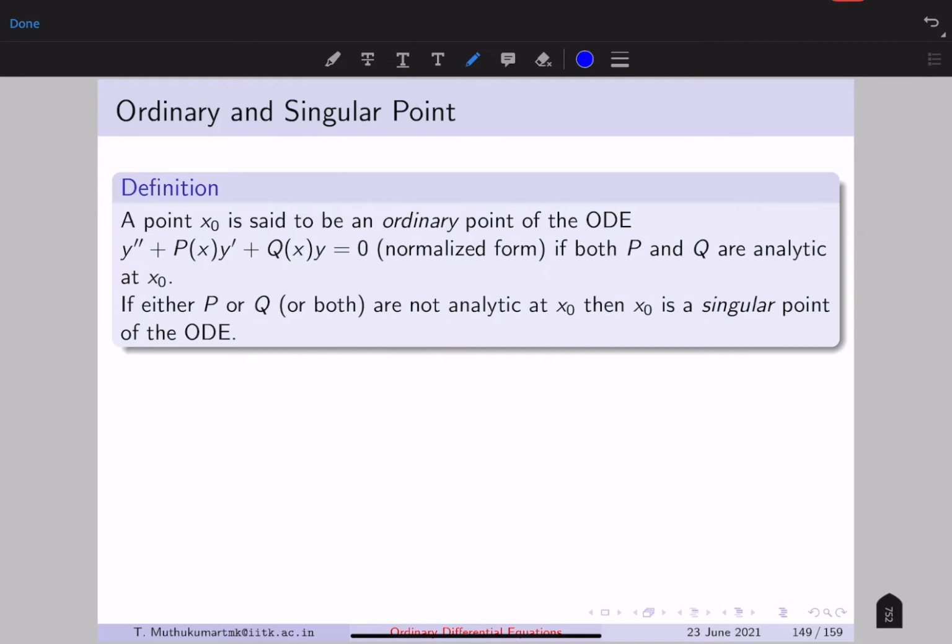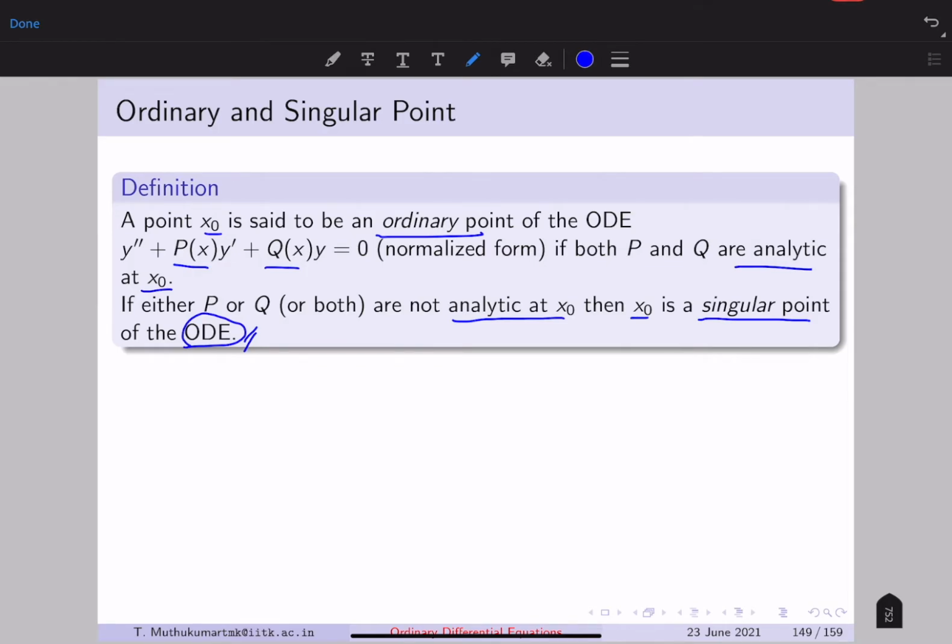Now if either p or q or both are not analytic at x naught, then you say x naught is a singular point of the differential equation. So if p and q are analytic at x naught, you call x naught an ordinary point, and if at x naught p and q are not analytic, either one of them or both, then x naught is a singular point of the ODE. So there is a notion of ordinary point and singular point corresponding to a differential equation, which depends on the analyticity of the coefficients of the ODE at that point.